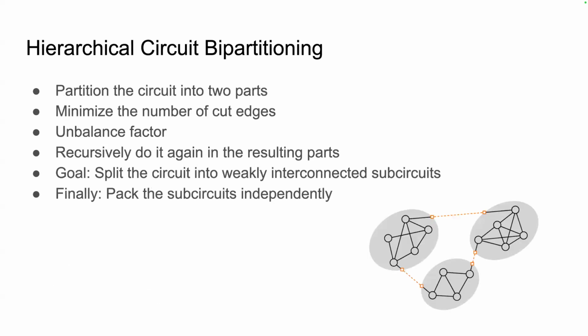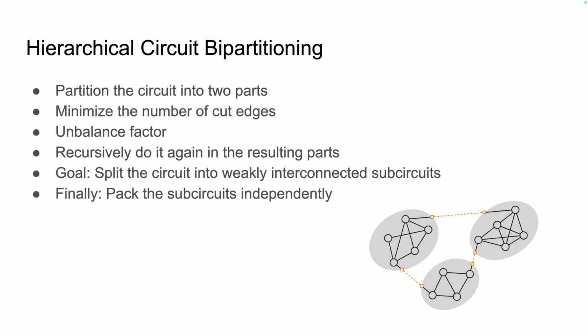So hierarchical circuit bipartitioning: you partition the circuit into two parts. And the goal is to minimize the number of cut edges. And then you have an unbalance factor. The unbalance factor is basically how much bigger one of the two partitions can be than the other. So do I want my two partitions to be exactly the same size, or do I have some threshold of maybe 10%, where one can be 10% bigger than the other? They do a sweep to find out what's the best number for the unbalance factor in this flow. And then you recursively do it again for the resulting parts.